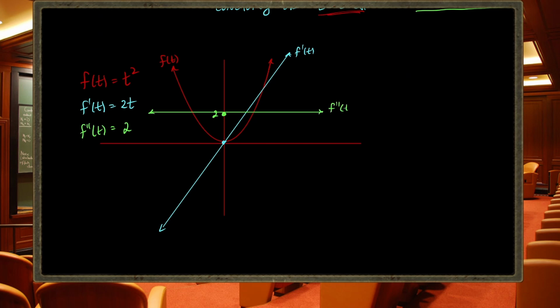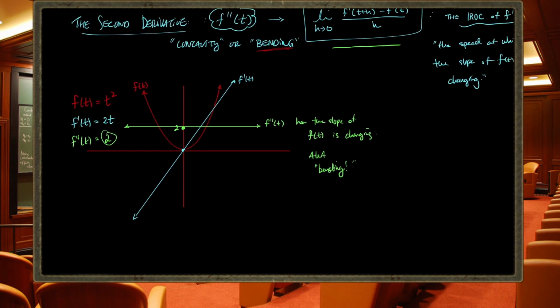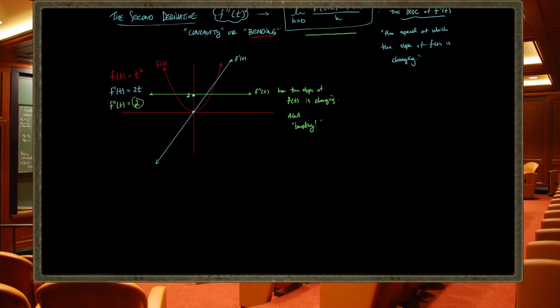So here's f double prime. This describes the rate at which the slope of f of t is changing, also known as bending. Meaning it's bending at a constant rate. And that's what describes how the parabola is shaped. It has this constant bend factor. Now, bend factor is not something we talk about formally, but this is one way to view it.